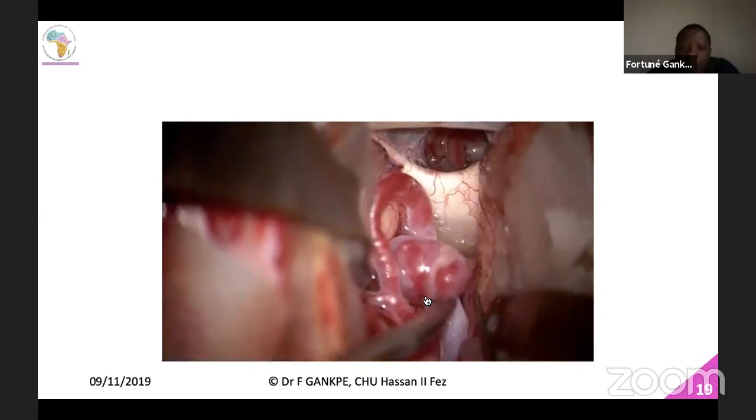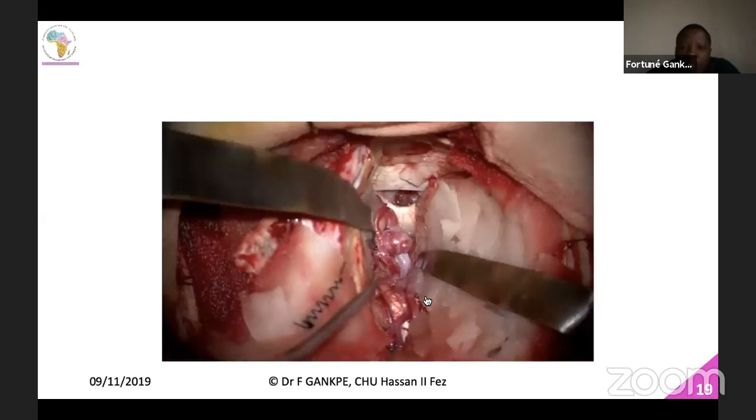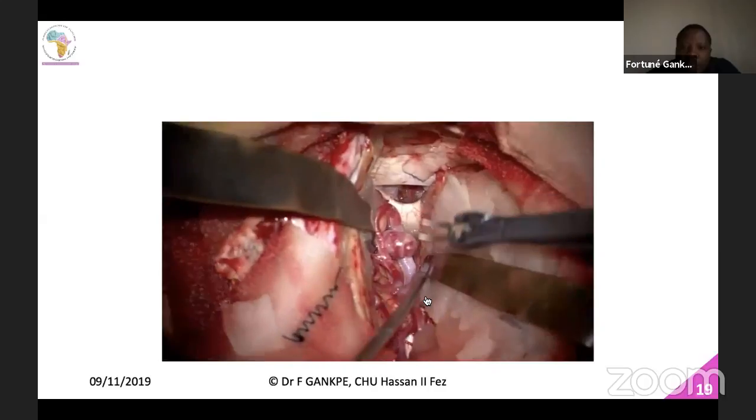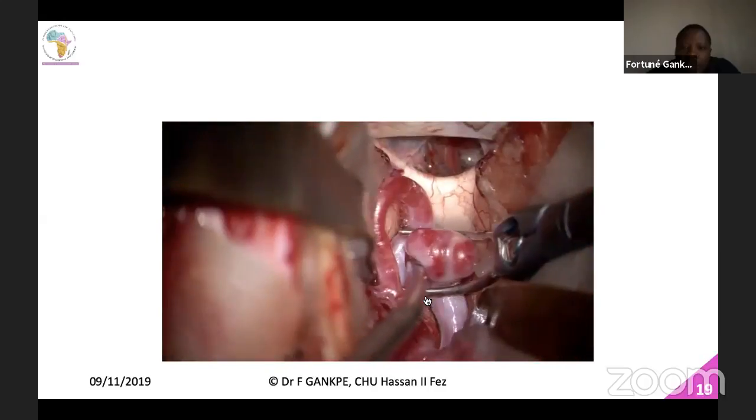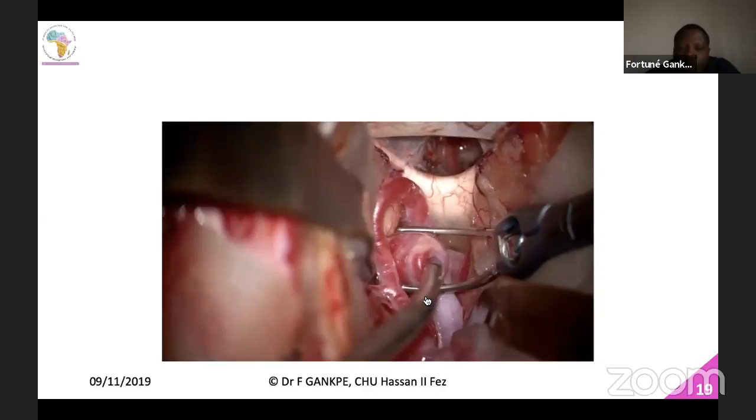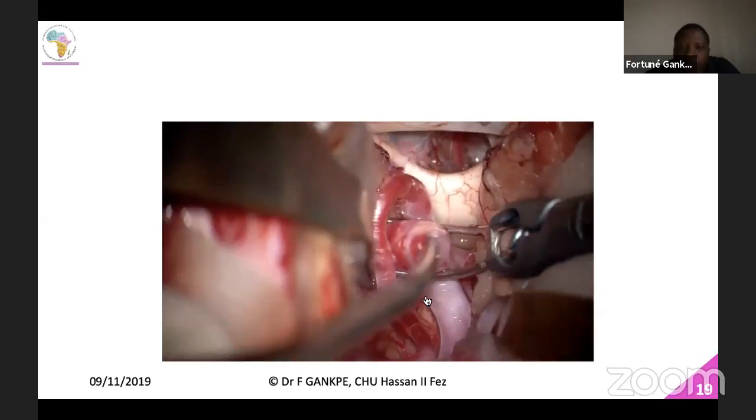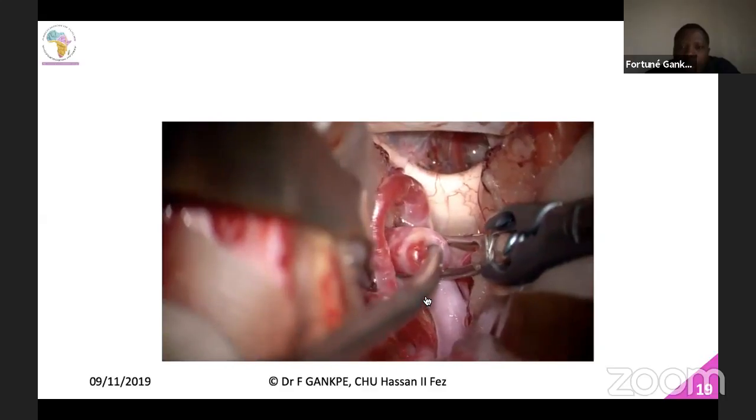We dissect the branch near the neck and the neck of the aneurysm. We put here the Yasargil clip on the neck of the aneurysm.